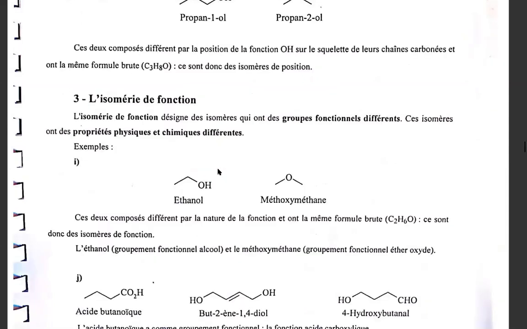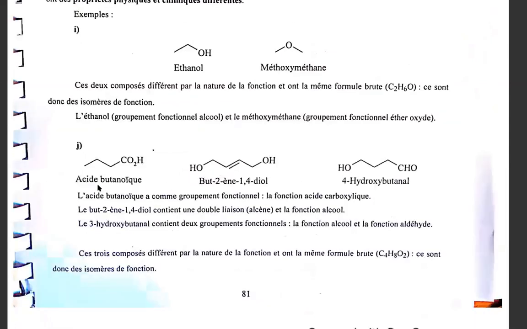Then other examples would be acid butanoic, then butane 2,1,4-diol, and hydroxyl butanal. So this one here is an aldehyde. This one here is an alcohol with 2 hydroxyl functions and possesses a double liaison. And the other one here is a carboxylic acid. But they have the same formule brute. Attention, a formule brute is something like this, an empirical formula. Their formule brute is the same.